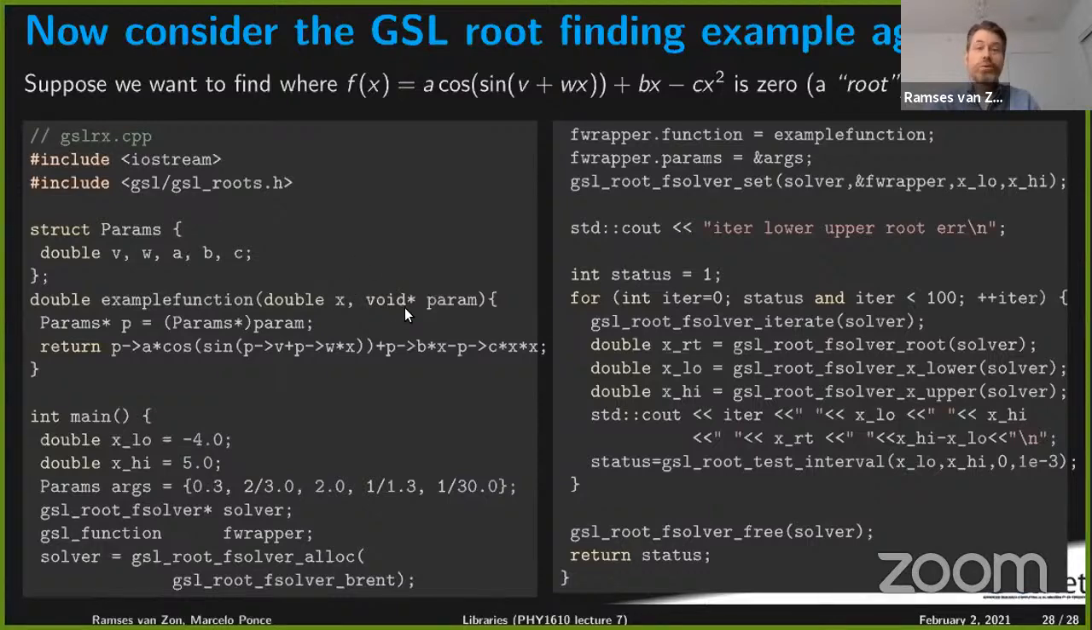A void star is a pointer to anything without any more information. It's a way to escape the type safety of C++. You just make it a void star and it points somewhere in memory. As a memory address, it's still valid, but for anything else, it's not particularly useful until you know what it is. So we will pass in a pointer to a struct params.